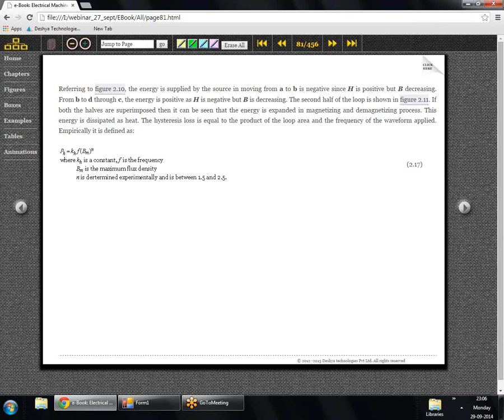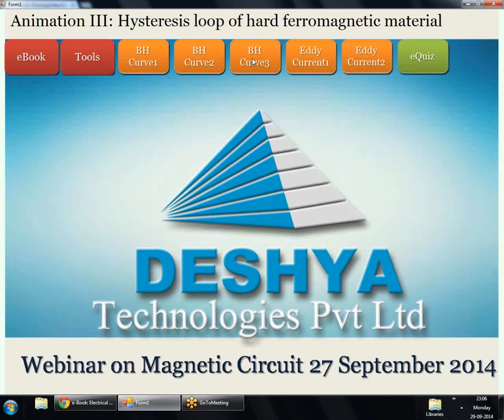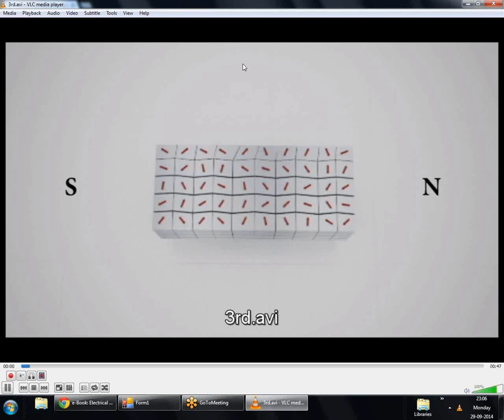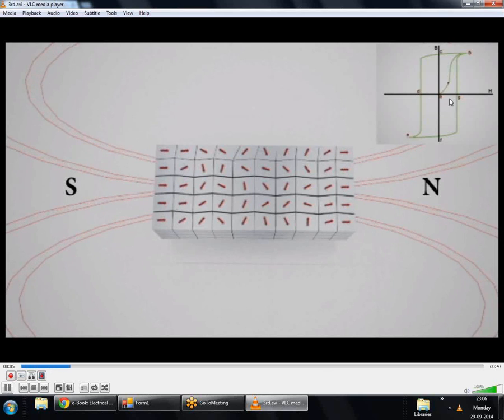Hysteresis is not always undesirable, especially if we want to create magnets, permanent magnets. Then we desire hysteresis, and we desire to have a material which has a very wide hysteresis loop. Those kinds of materials are known as hard ferromagnetic material. So let's see how the hysteresis loop of a hard ferromagnetic material looks like.